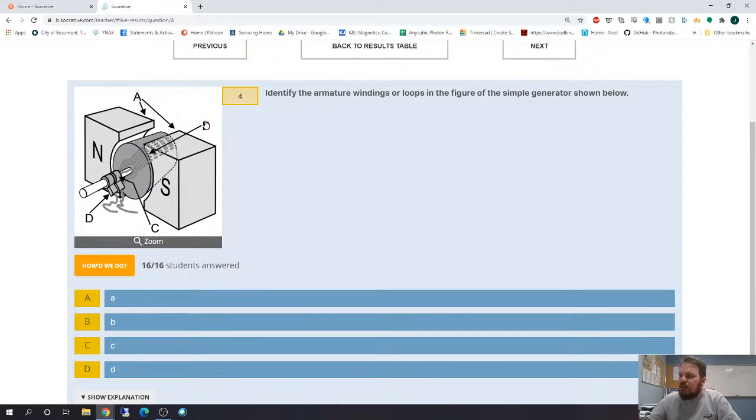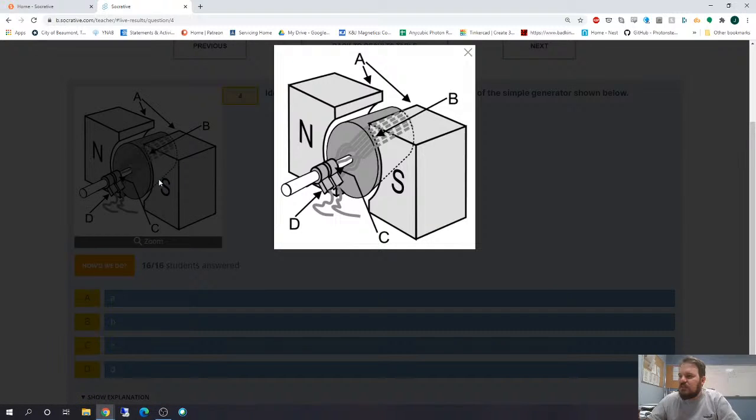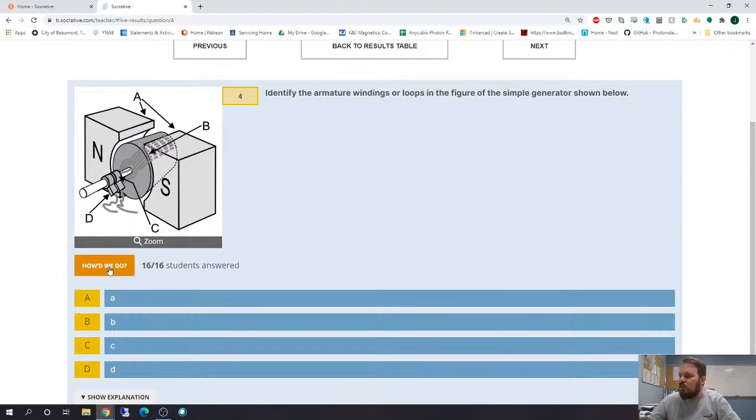Next up is the armature windings. So if you look, B is pointing at these slightly grayer lines on the screen. And that's the windings of the generator. A is going to be the magnetic poles. Yeah, magnetic field poles is A. That's the north and south.